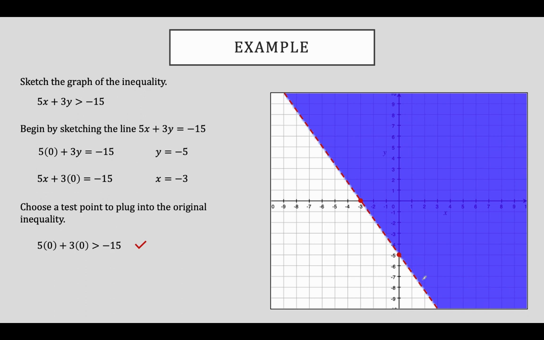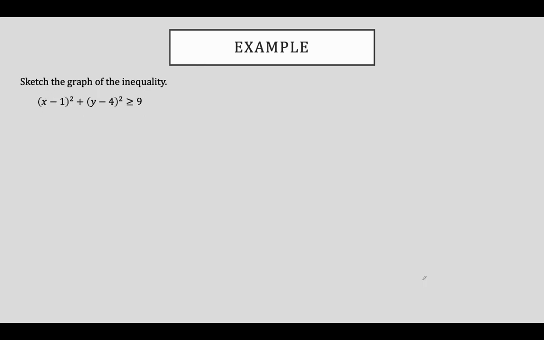Notice we use a dotted line because the points that are on the line are actually not solutions. Okay? Any point in the shaded region will satisfy the inequality. Let's look at another one here. Sketch the graph of the inequality.